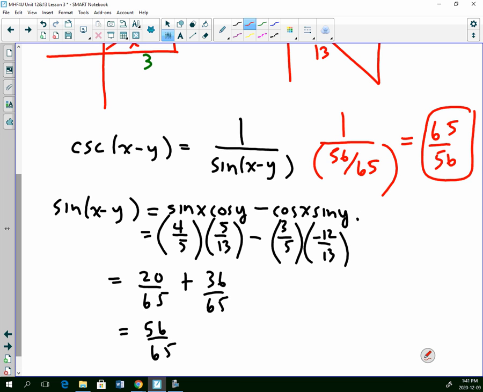Okay, so if you get a reciprocal, just do the regular. So if you had secant, you would just do 1 over cosine. So do the cosine and then sub it in, and you'll end up with the reciprocal.